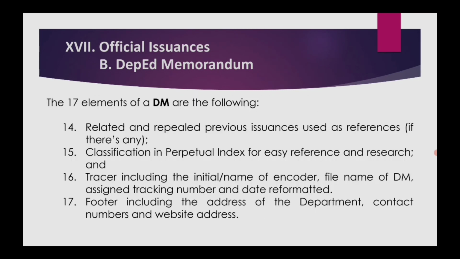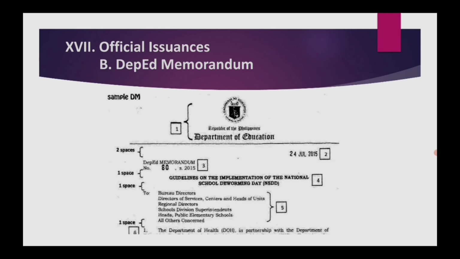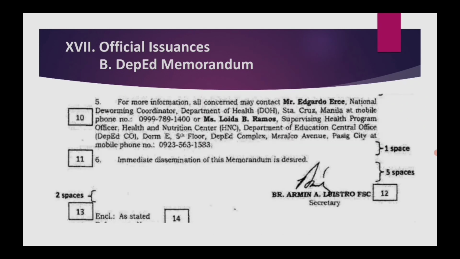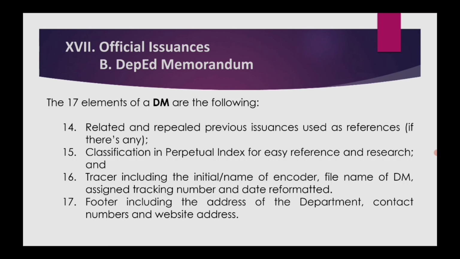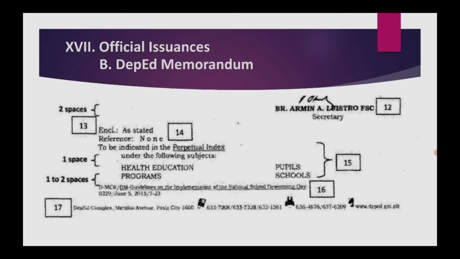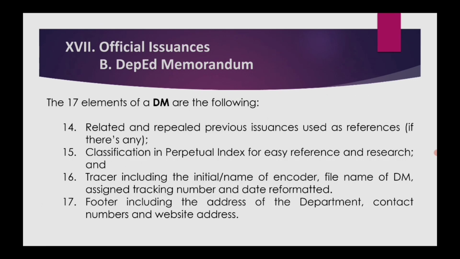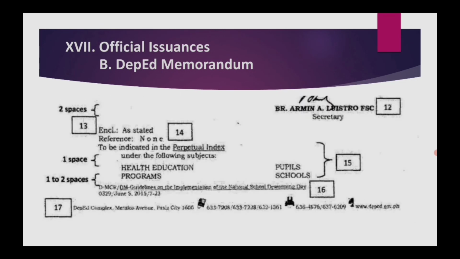11 is the closing statement. 12 is the issuing authority. 13 is the statement of enclosure. 14 is the related and repealed previous issuances used as references. 15 is the classification of perpetual index. 16 is the tracer of the encoder. 17 is the footnote indicating the address, the telephone number, and the website address of the department.